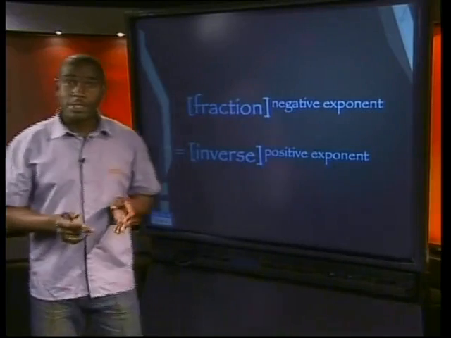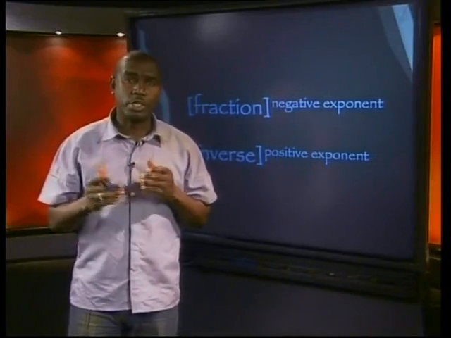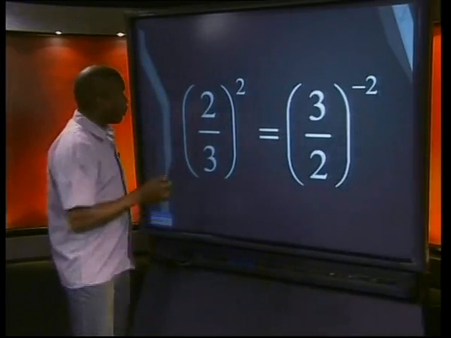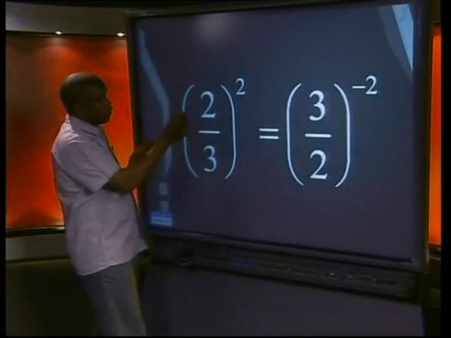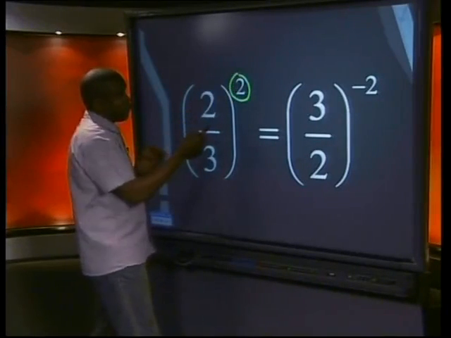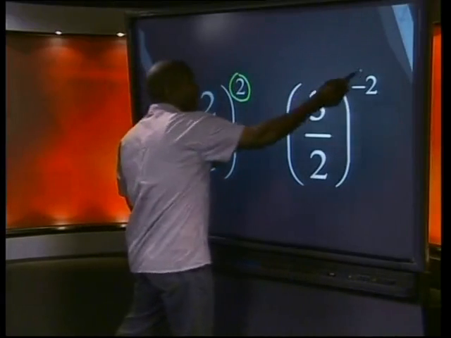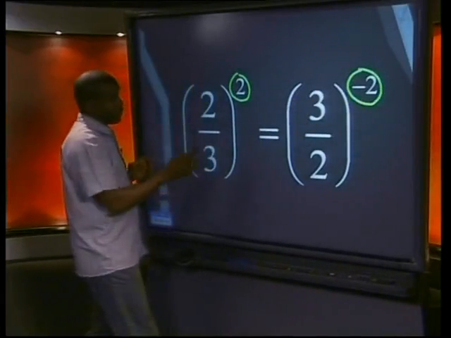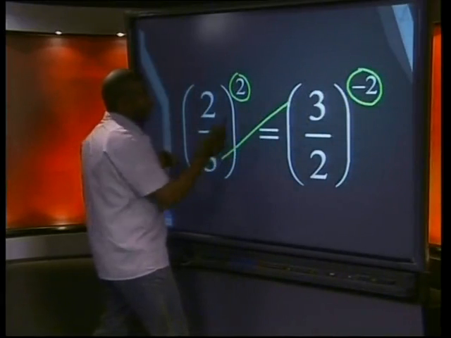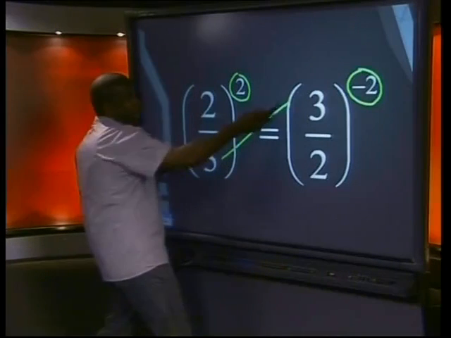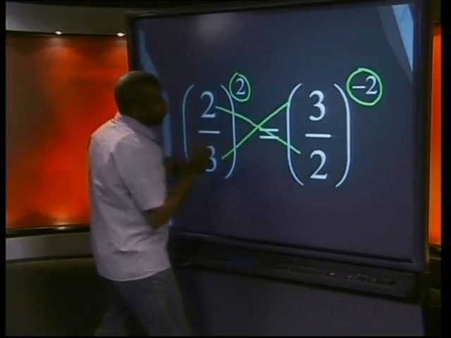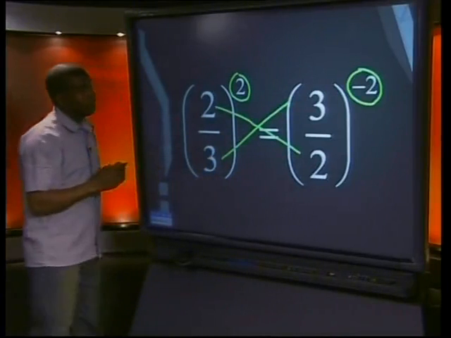By the way, sometimes it is useful to also have negative exponents in a calculation. So let's have a look at this. We're given a fraction with a positive exponent. We can rewrite it with a negative exponent. But the important thing now is that it gives us the inverse of that fraction. Your denominator becomes your numerator, and your numerator becomes your denominator.